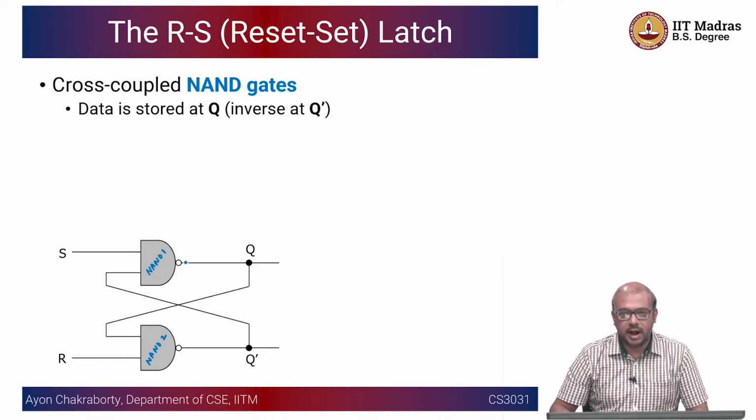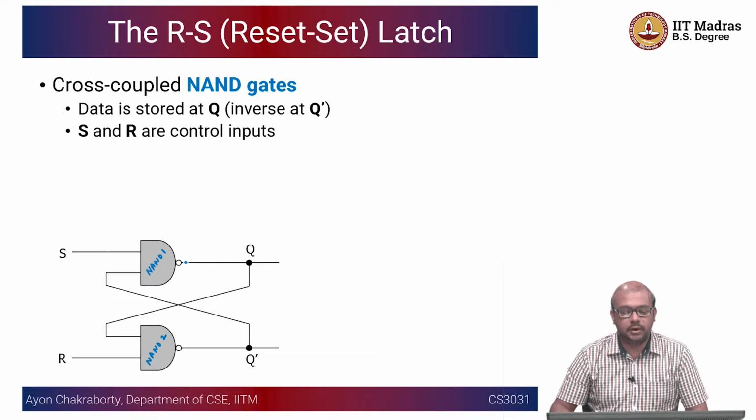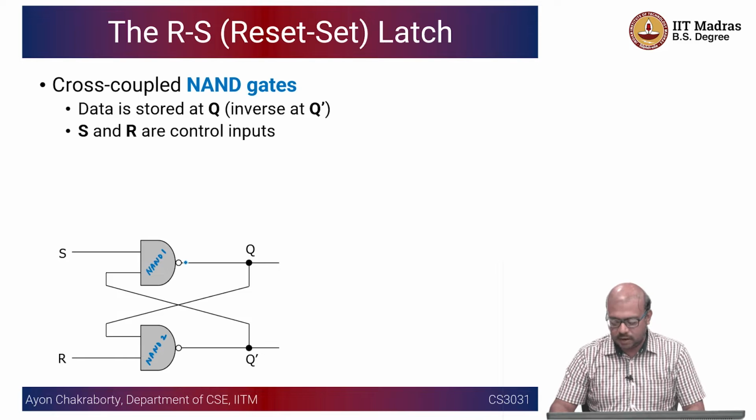Data is stored at Q, and inverse of the data is always going to be available at Q bar. S and R are called the control inputs. These are the inputs through which you can control whether you want Q to be 0 or you want Q to be 1. It is very simple. You will come to it. All the combinational logic knowledge you have is useful here.